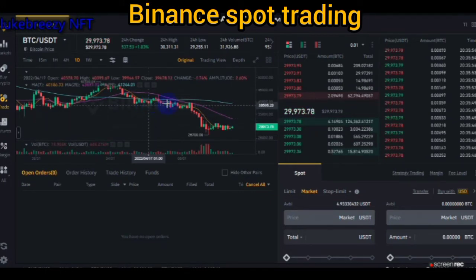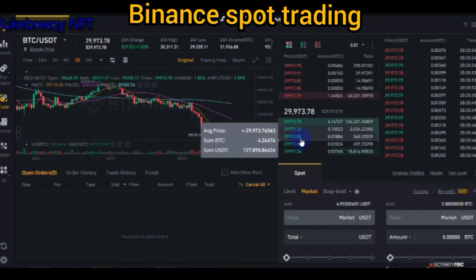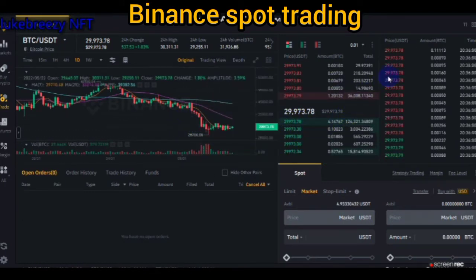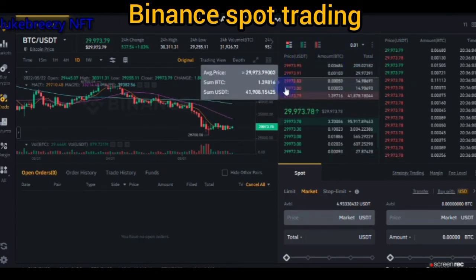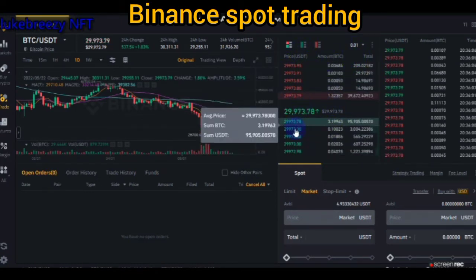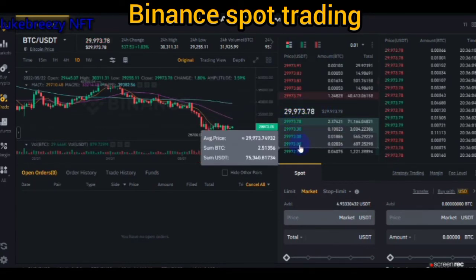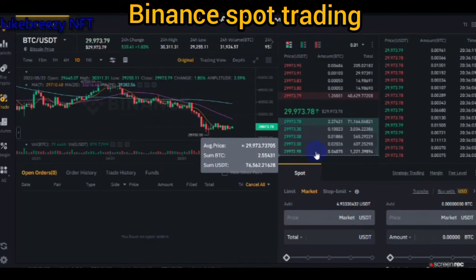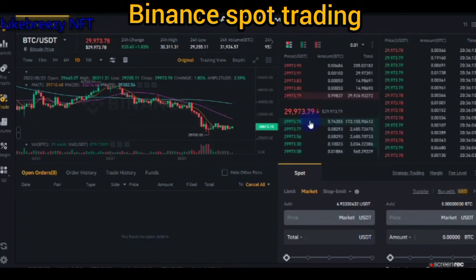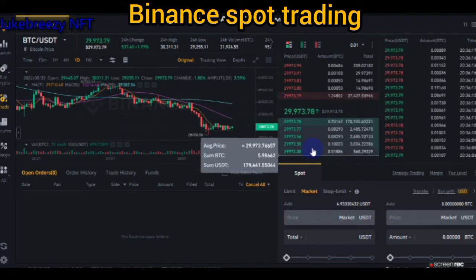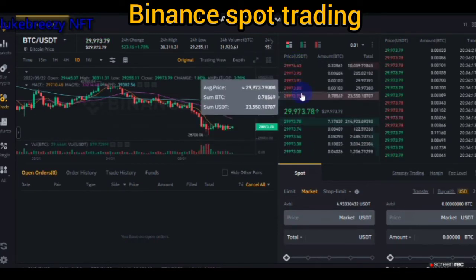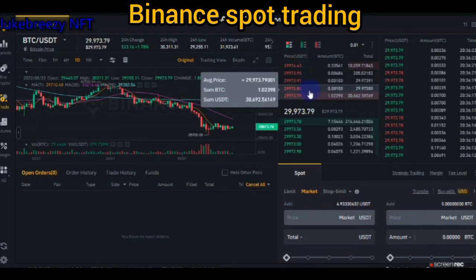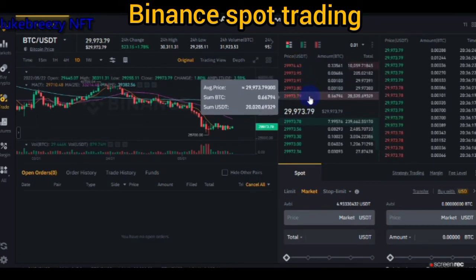Now on this side here, these are the buying pairs, and these are the selling pairs. This is the rate at which individuals want to buy their Bitcoin. You can see it with green colors there. And likewise here is the selling part. People want to sell their Bitcoin at this particular range.